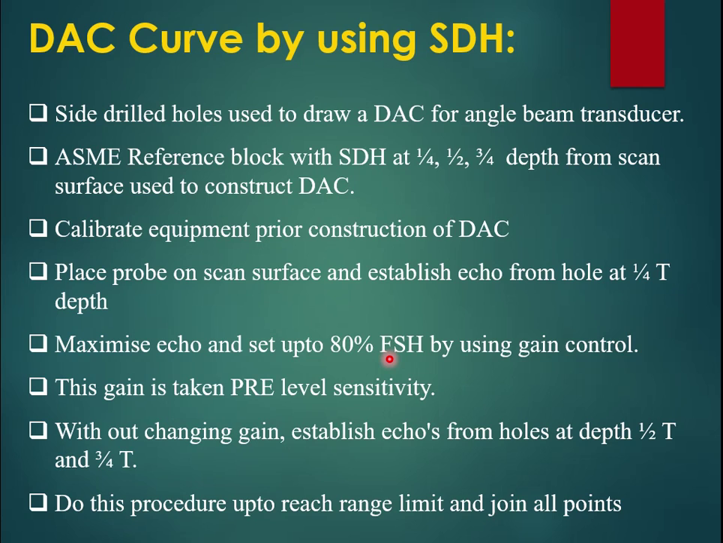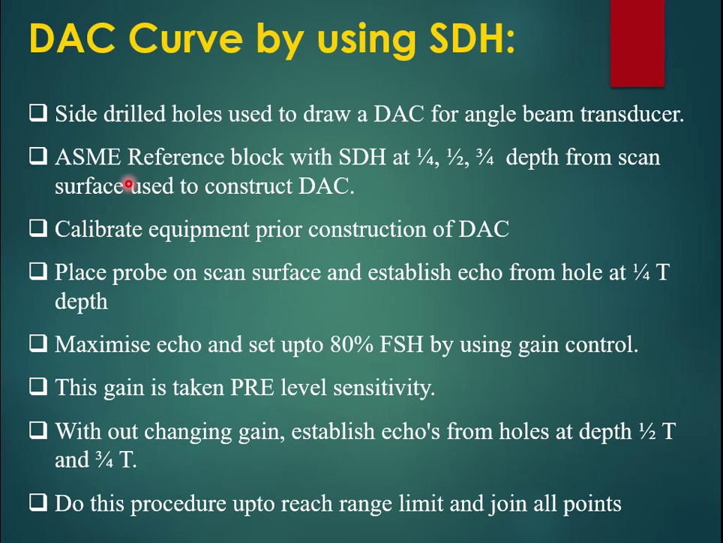Coming to the point of side drilled holes, this reference block generally has three side drilled holes: one at 1/4 of the thickness, another at half of the thickness, and the third at 3/4 of the thickness. These side drilled holes are generally used to draw the DAC curve for angle beam transducers.